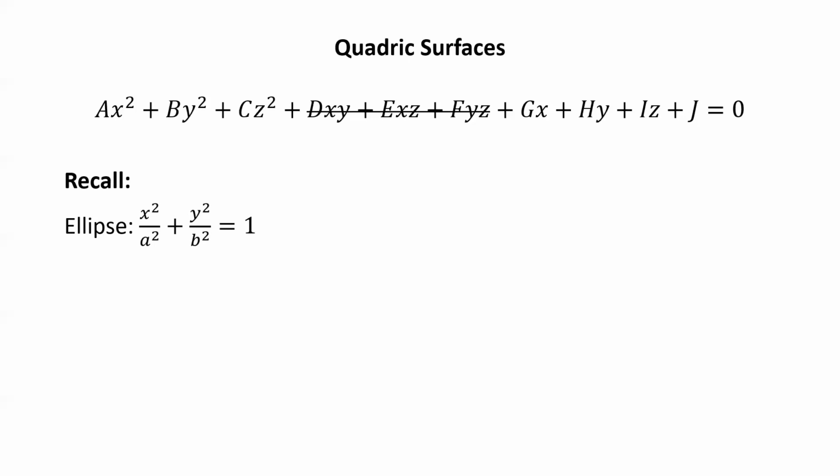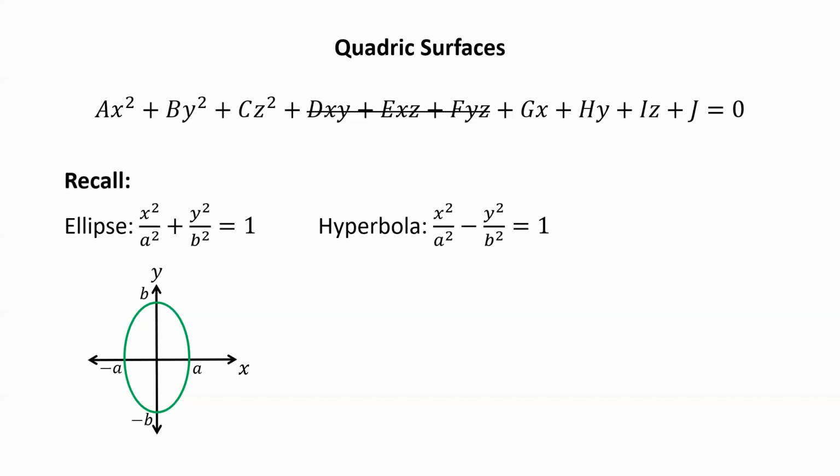The standard form for an ellipse centered at the origin is x squared over a squared plus y squared over b squared equals 1. And to sketch the graph of this ellipse, from the origin, we move left and right a units to get the vertices that intersect the x-axis. And we move up and down b units to get the vertices along the y-axis.